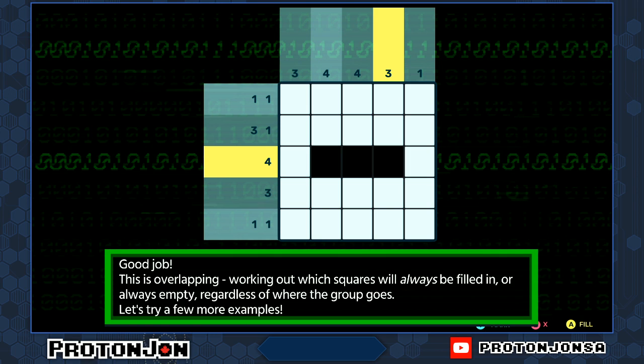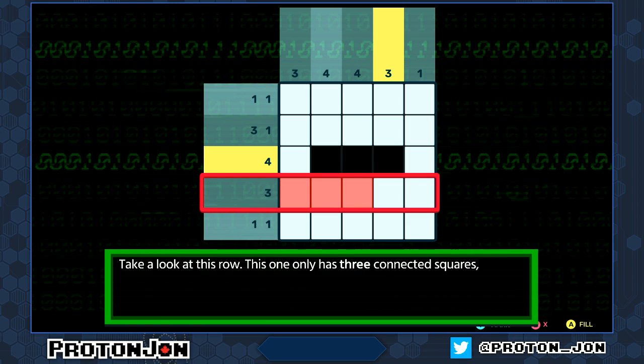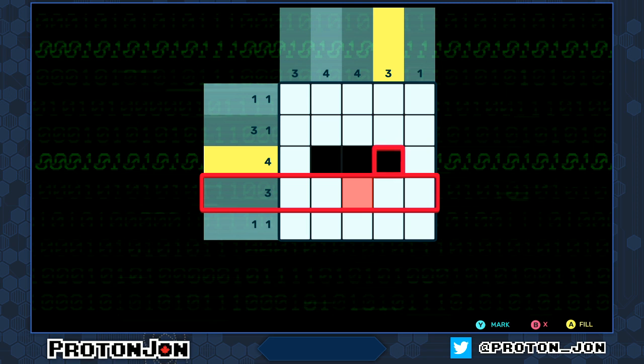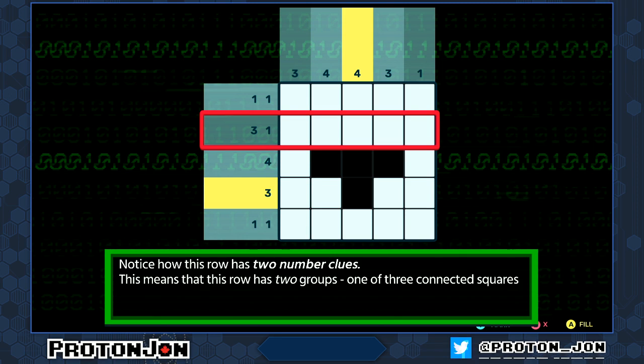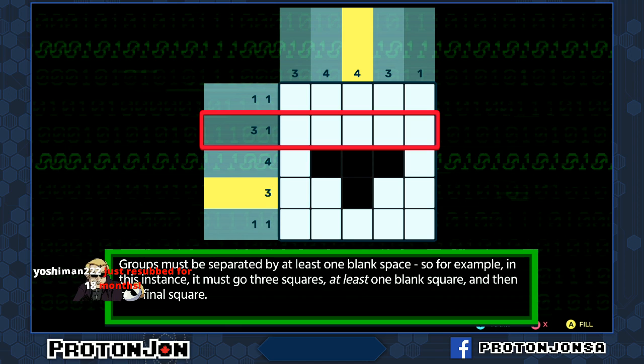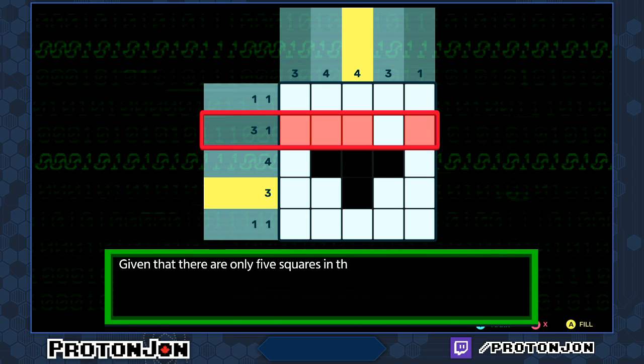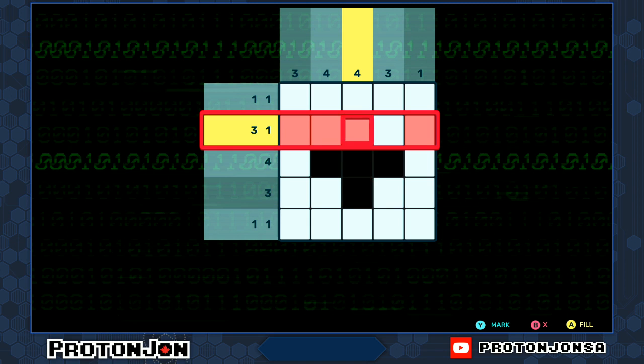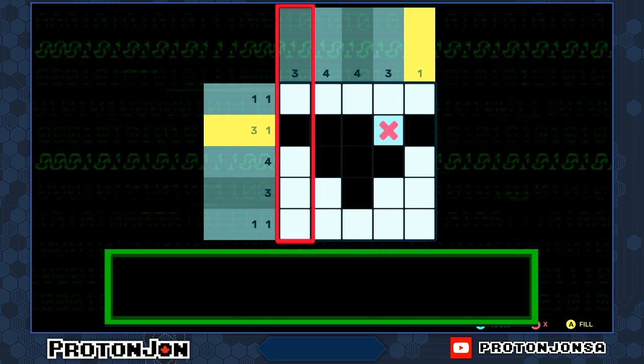This is called overlapping, working out which squares will always be filled in or always empty regardless of where the group goes. Let's try a few more examples. Same thing here, only the middle one will be able to be filled in. And up here we have 2 number groups. This means that this row has 2 groups, one of 3 connected squares and one that is just a single square. Groups must be separated by at least 1 blank space. So for example, in this instance, it must go 3 squares, at least 1 blank square, and then 1 final square. Given there are only 5 squares in a row, that's only 1 possible layout. Go for it. Piece of cake.